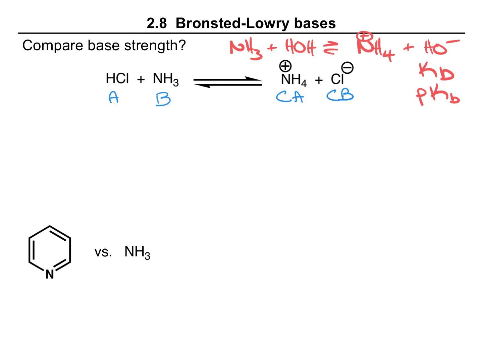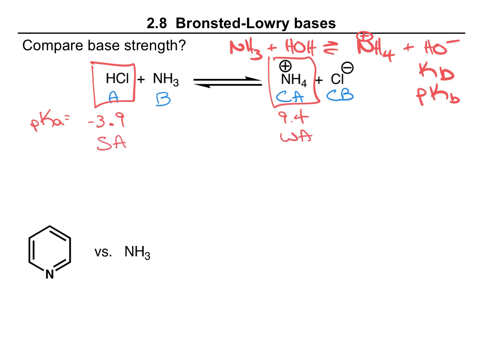Once we have identified our acids, we need to use the pKa values of the acids. So for HCl, depending on what table we're using, HCl has a pKa of negative 3.9. Let me just specify these are the pKa values. And then ammonium ion has a pKa of 9.4. So when we are comparing pKa values, we know that the smaller pKa is the stronger acid. So that means this is the stronger acid and this is the weaker acid.